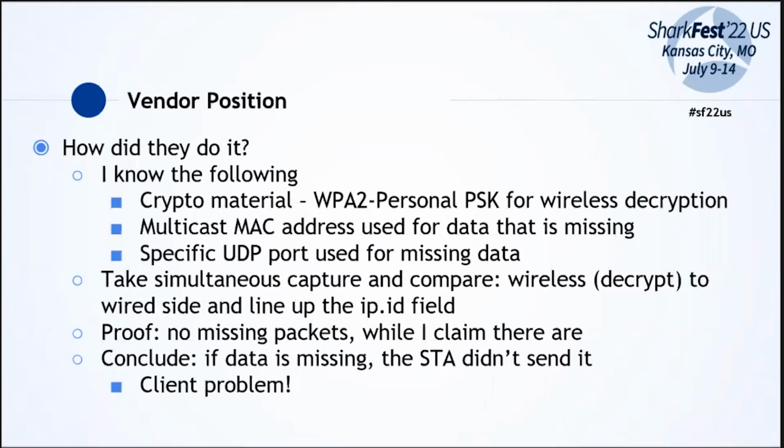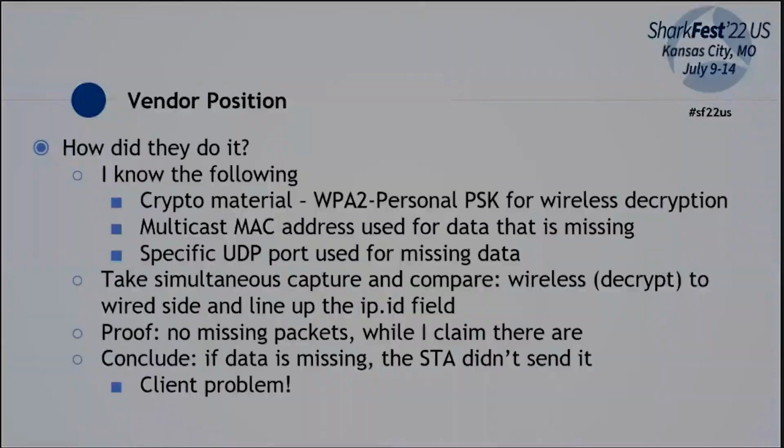There's no question. But I know the specific MAC address, UDP port, and IP address of the data stream that carries the data that's missing, with just the local tribal knowledge that I have. So it's helpful, we can focus right on that. I can tell him that, and he can decrypt. He did a simultaneous wireless and wired side capture and lined up the IP ID field. Awesome. So proof for him, there were no missing packets. Everything on the wireless side showed up on the wired side. So data is missing, the station didn't send it. That's the conclusion. Client problem.